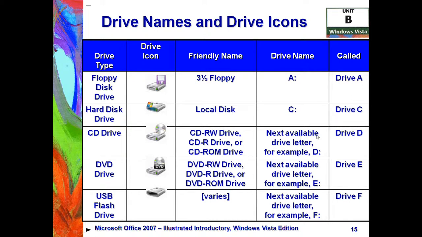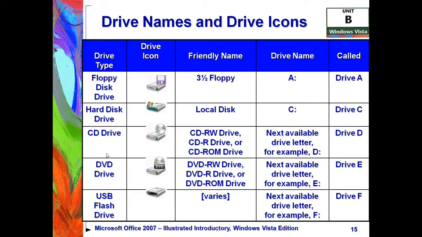And notice on here it says the drive name is the next available drive letter. You'll probably notice there's not a B on here because typically B was the second floppy drive. But after C, that's the next drive letter. For example, if there are no other hard drives on there, then more than likely it's going to be named drive D.